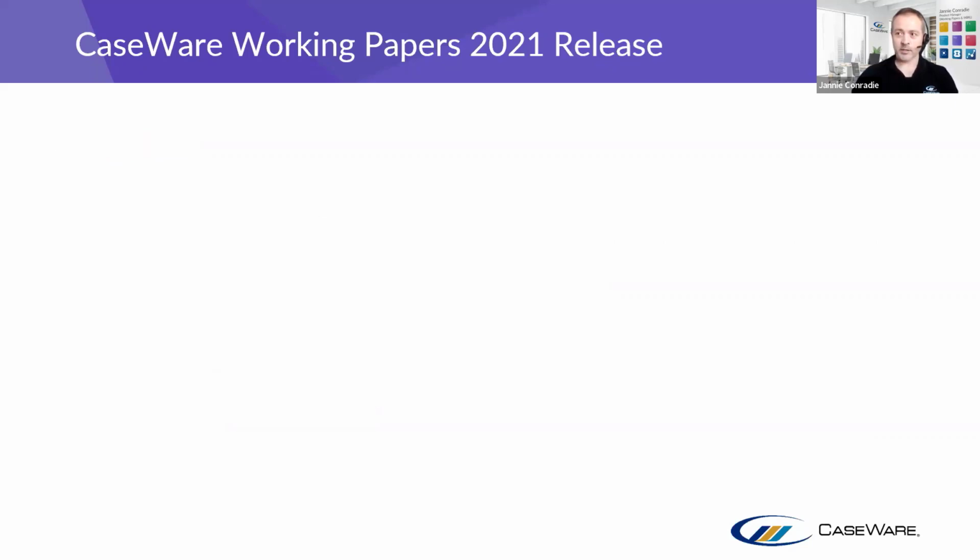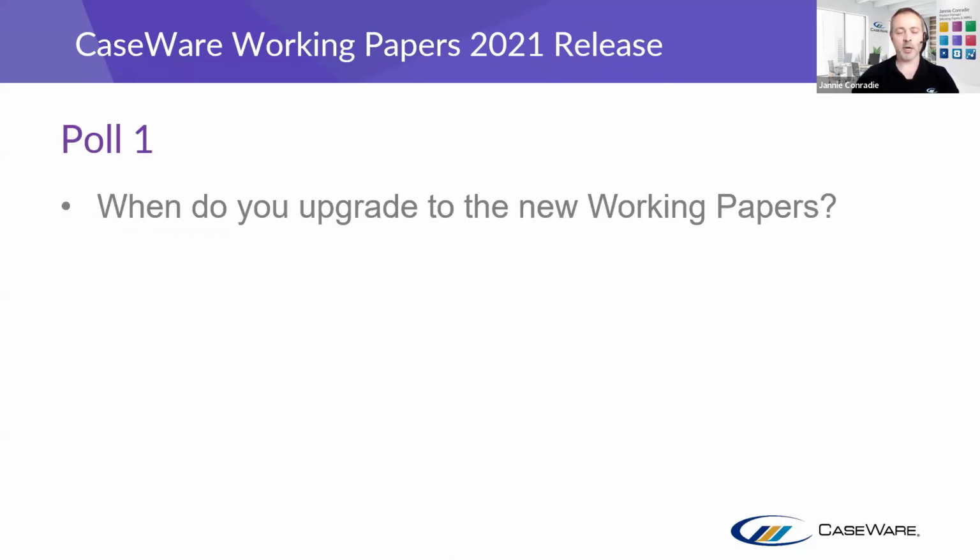Right. So let's have a look at what we've done with Working Papers 21. Before we do that, let's have a poll. I would like to know, please, when do you upgrade to the new Working Papers?